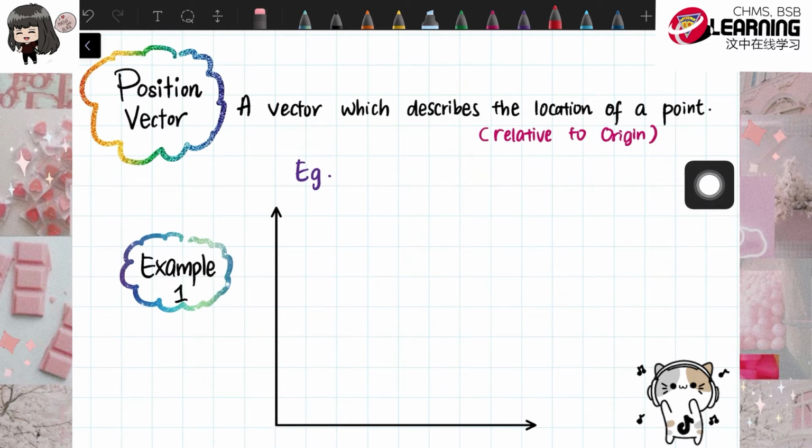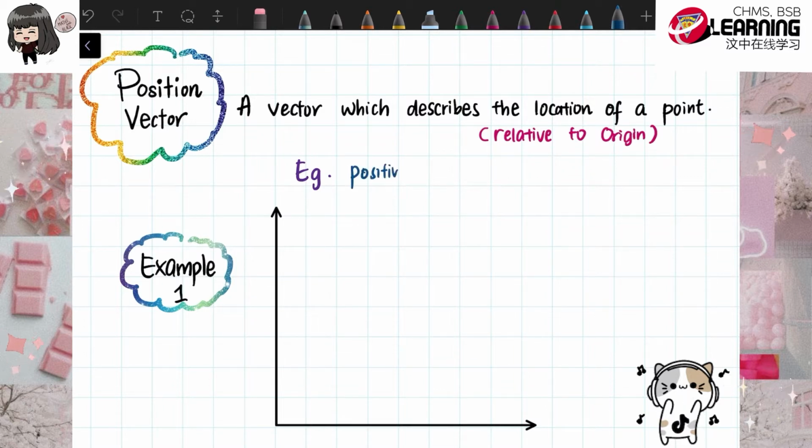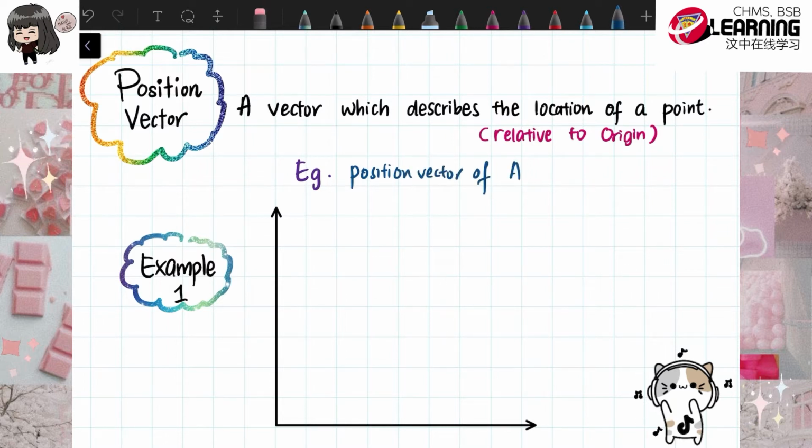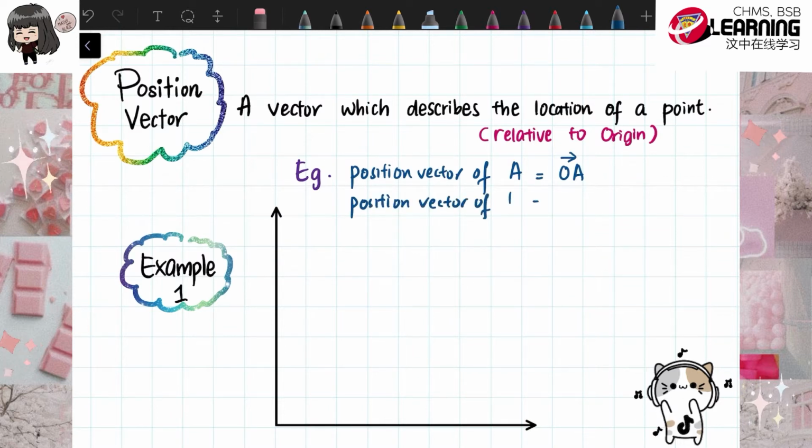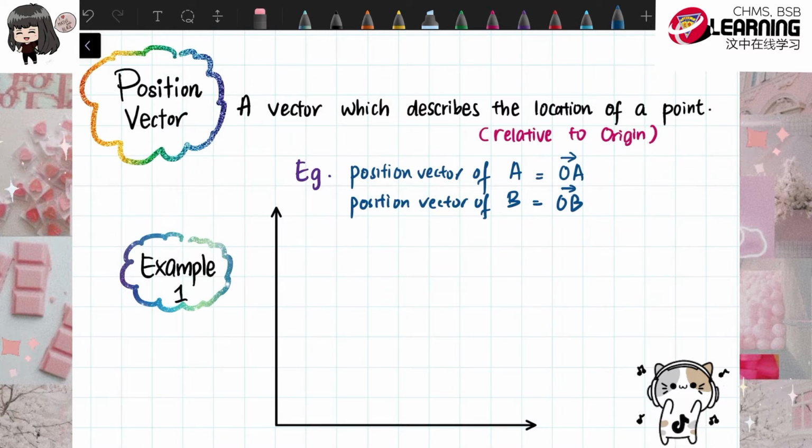I give you an example. If I say position vector of A, it means that O goes to A. Position vector of A is O to A. So if I say position vector of B, then it must be related back to your origin, so it's relative to origin, so it's OB. Position vector of P, then OP. Position vector of Q, then OQ. Just as simple as that.